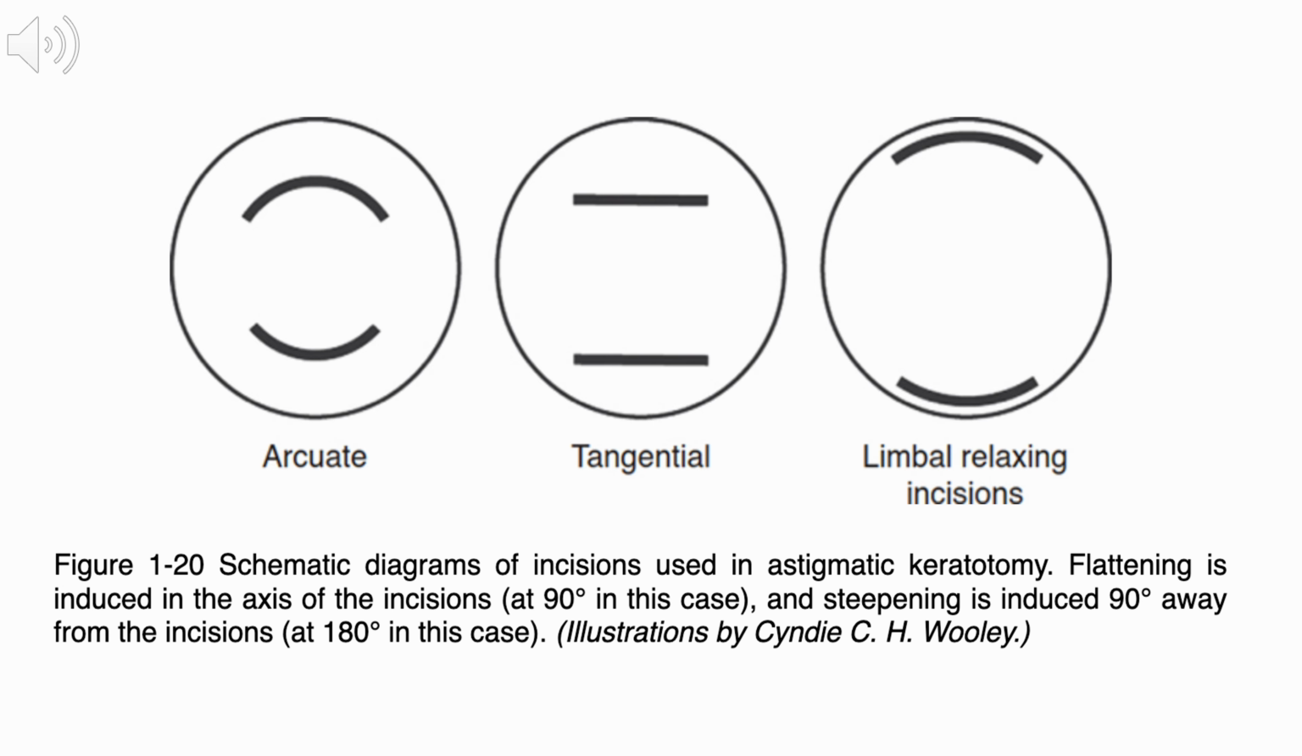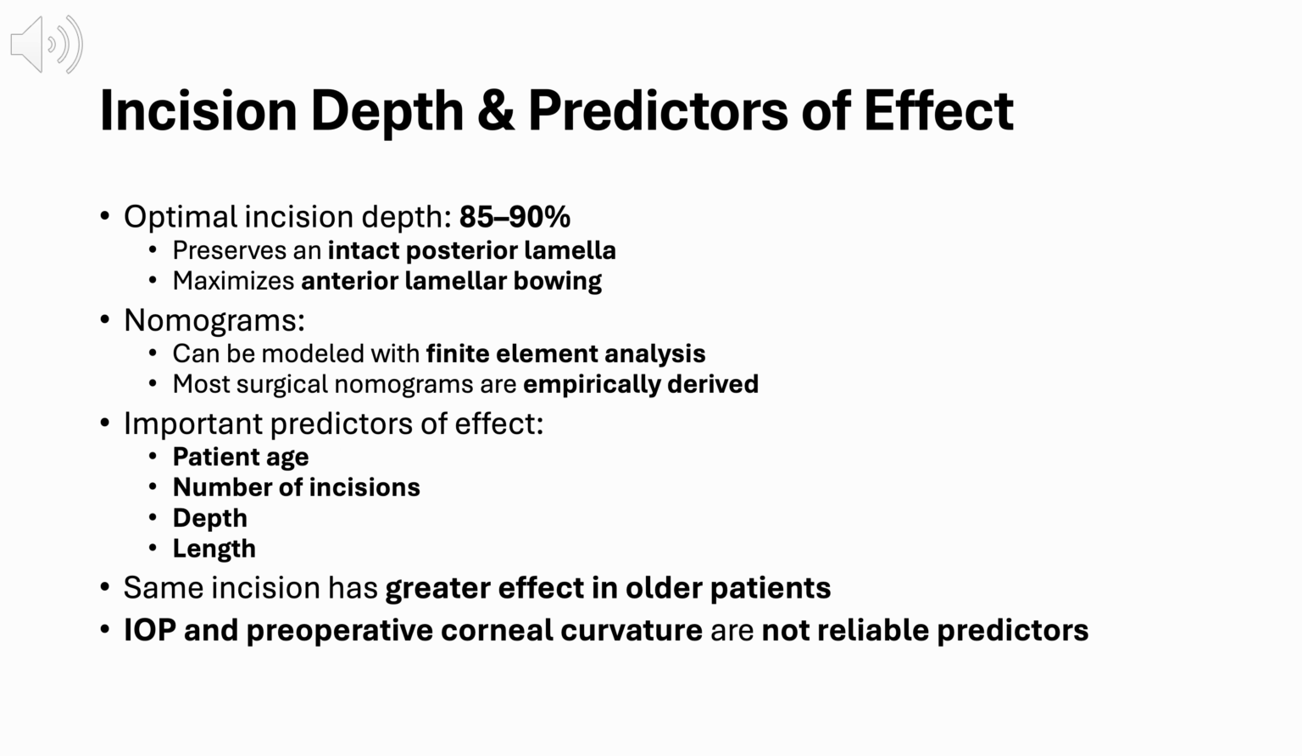On the right are limbal relaxing incisions. These are placed more toward the edge of the cornea, near the limbus. They still follow the same rule: flatten where the incision is made and steepen 90 degrees away. But because they're farther from the center, their effect is usually gentler. The key idea is that incisions don't just change one direction. Every cut causes a paired response, flattening in one meridian and steepening in the perpendicular meridian. And that paired response is what lets surgeons fine-tune astigmatism.